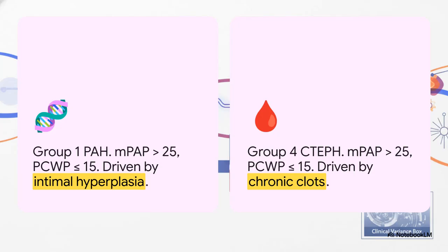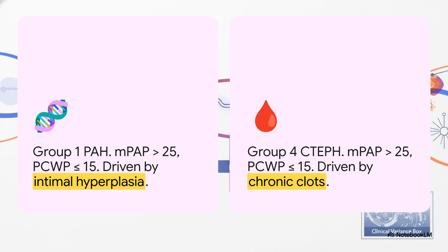Let's analyze the precapillary matrix by contrasting Group 1 directly with Group 4. Both of these present with an MPAP above 20 and a strictly normal PCWP of 15 or less. Group 1 is your classic pulmonary arterial hypertension. This is often idiopathic, familial, maybe you're looking at a BMPR2 mutation, or it's tied to a connective tissue disease. The destruction here occurs strictly within the pulmonary arteries themselves through intimal hyperplasia.